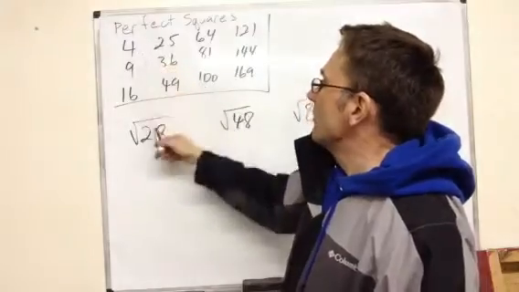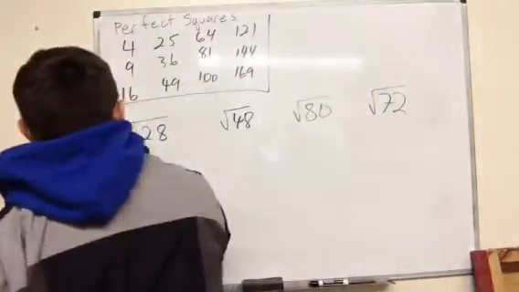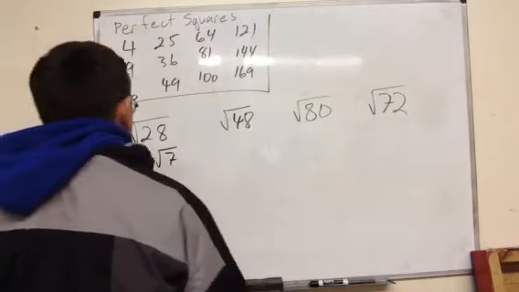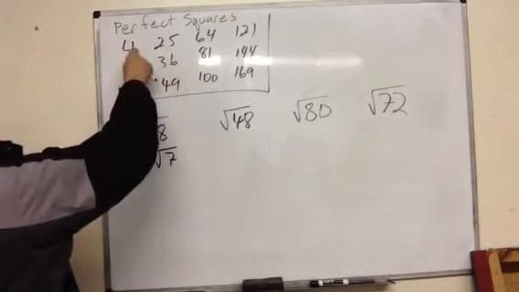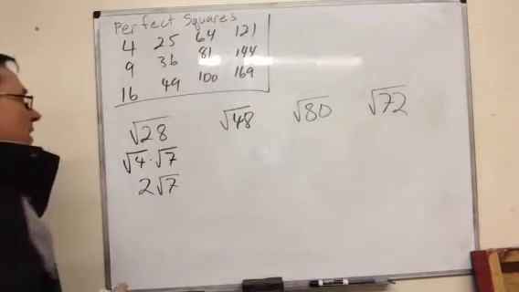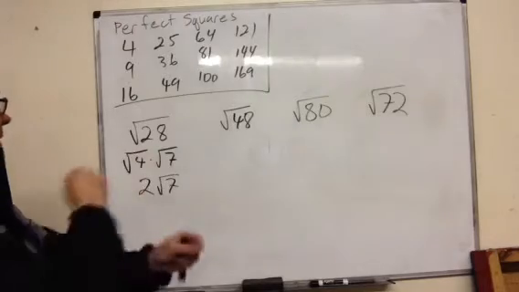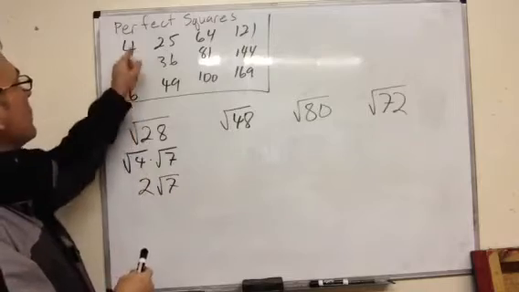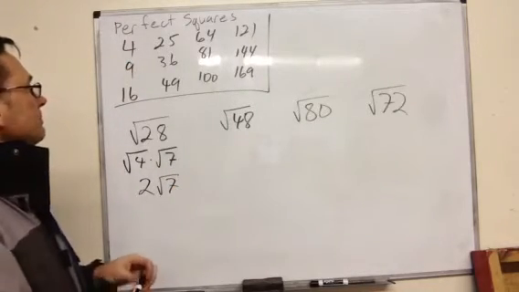But if we divide this by 4, 4 does go into 28. So we can rewrite this as the square root of 4 times the square root of 7. 4 times 7 is 28. Now we know the square root of 4 is 2, times the square root of 7. It's going to be very easy to mix up what goes first, the 4 or the 7. Always put that perfect square, one of these numbers, first, no matter what.